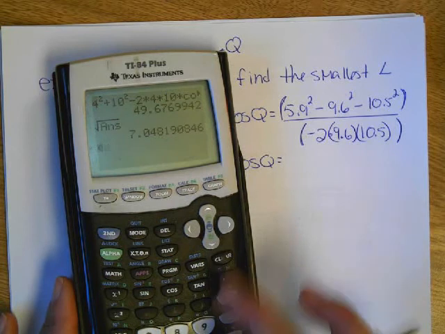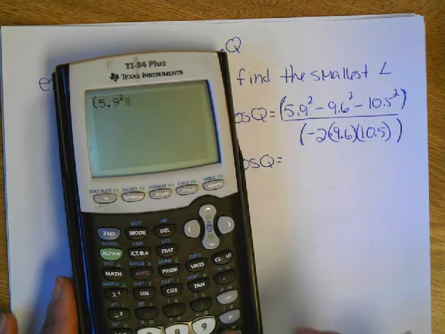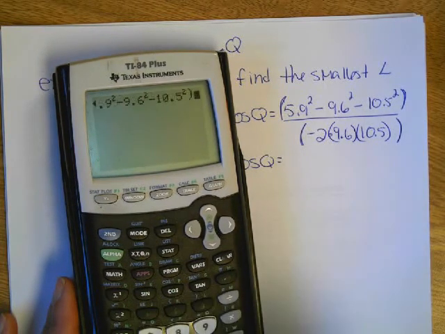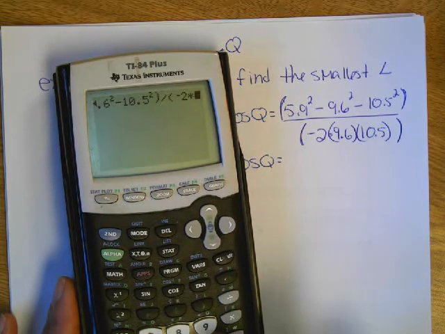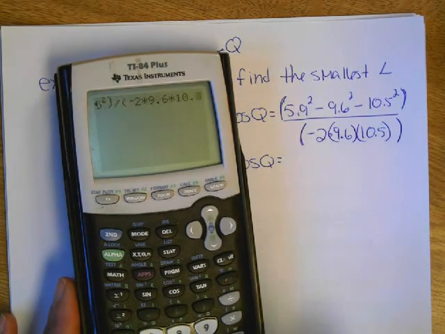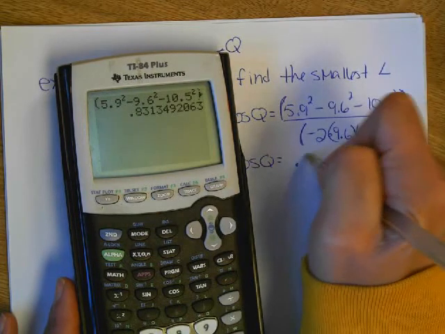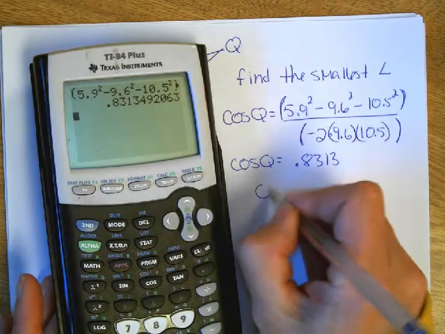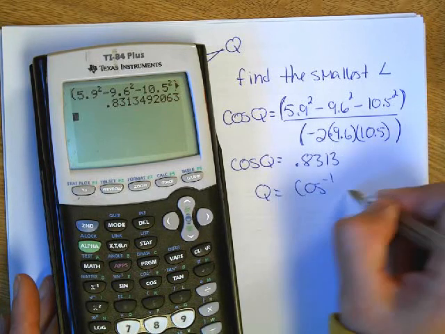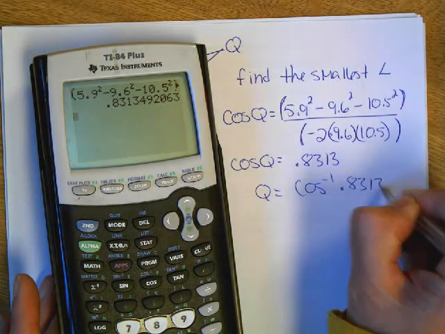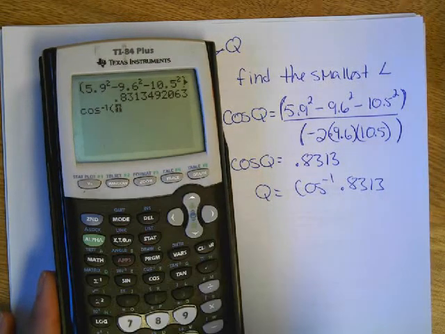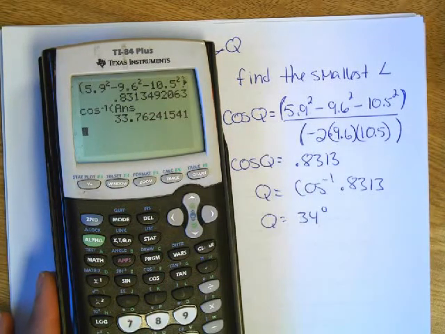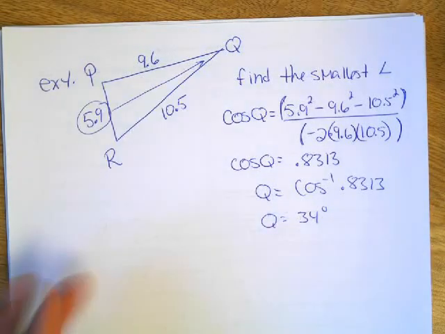So I'll clear it all. Parentheses, 5.9 squared. Subtract 9.6 squared. Subtract 10.5 squared. Close. Divide, parentheses, negative 2 times 9.6 times 10.5. 0.8313. Have the calculator tell you the angle by doing the inverse cosine of 0.8313. 34 degrees. All right, that ends the chapter on law of cosines.